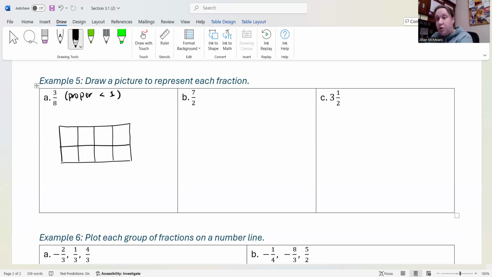Okay. Now the numerator is 3. So that tells me I'm interested in 3 out of these 8 pieces. So I'm going to shade 3 out of 8. So this right here equals 3/8.